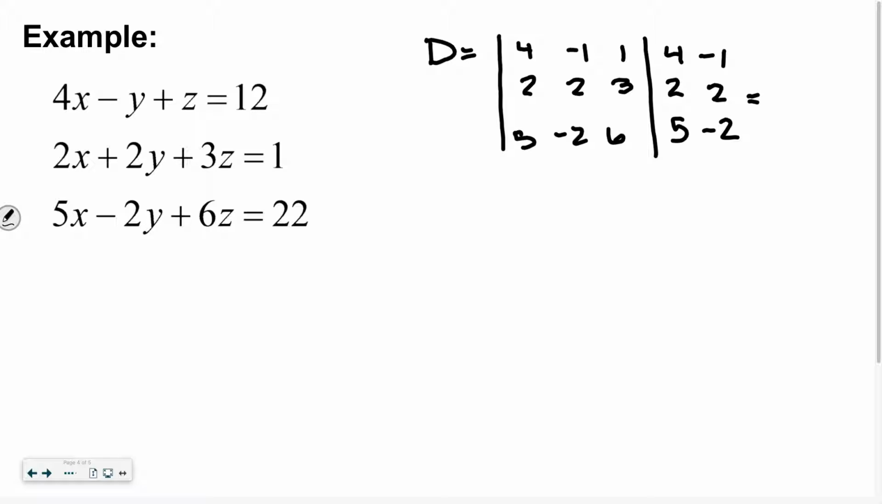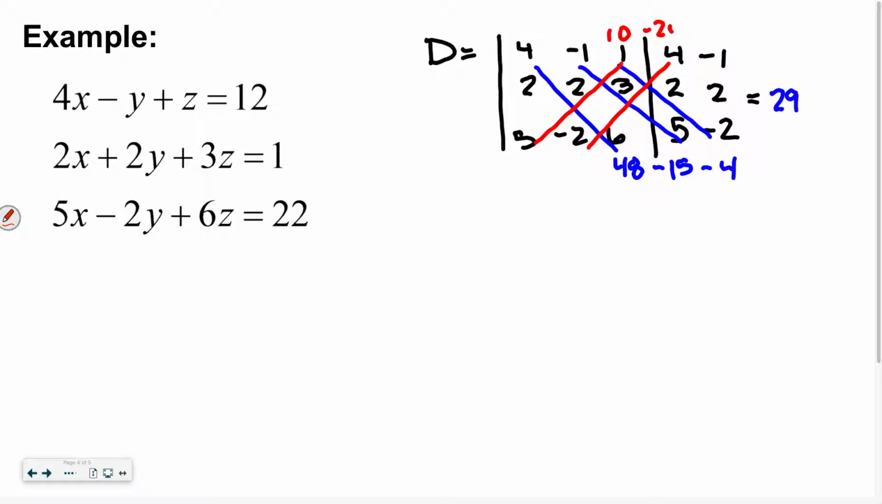So now I'm going to do my diagonals going down. I've copied my first 2 columns. I'm going to get what? 48 minus 15 minus 4, so that's 29. And then I'm going to do my diagonals going up. That's 10 minus 24 minus 12. So that gets me to negative 26.